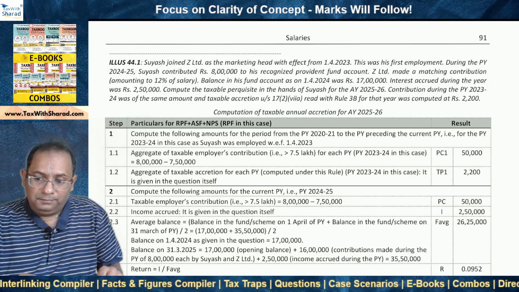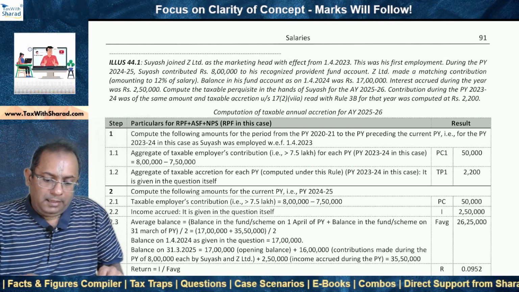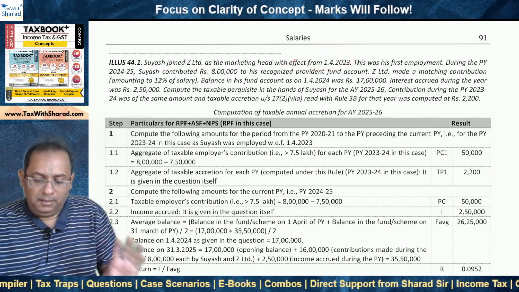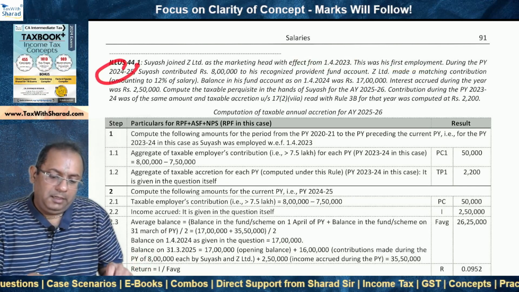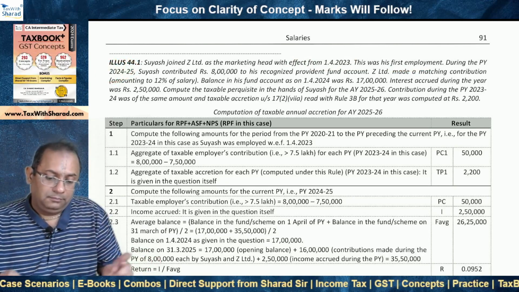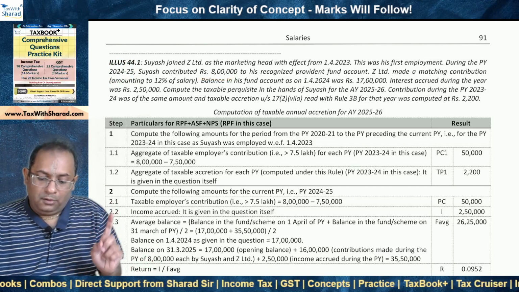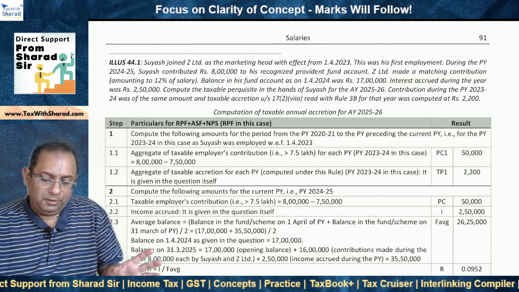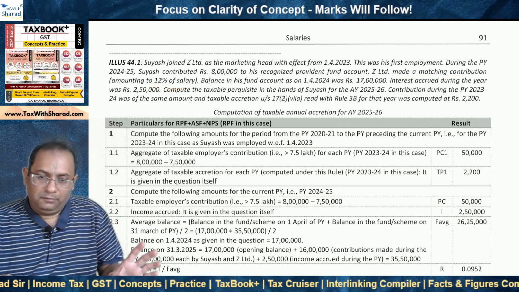Suyash joined Z Limited as the marketing head with effect from 1st April 2023. This was his first employment. During the previous year 24-25, Suyash contributed 8 lakh to his recognized provident fund RPF account. Z Limited made a matching contribution, that means of 8 lakh. And this amounts to 12% of salary.